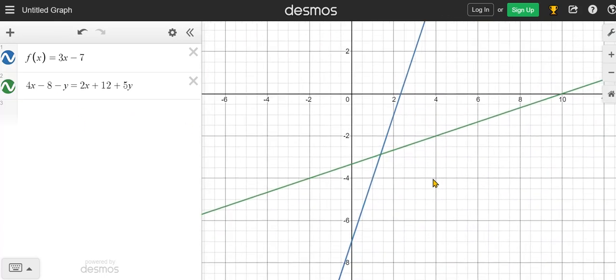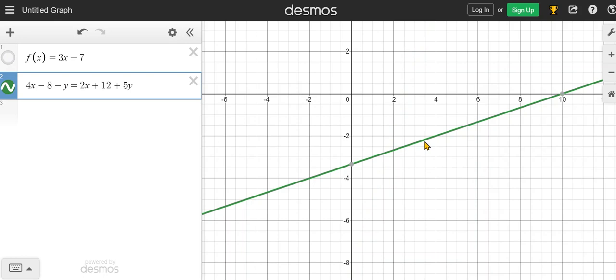Now, one of the nice things about Desmos, let's just look at the second line, is it tells us where it crosses the x and the y axis. So clicking on the line and then moving down here, I can see that the y-intercept is 0 and negative 3.33. The x-intercept over here is 10, 0. So Desmos is very nice that way.